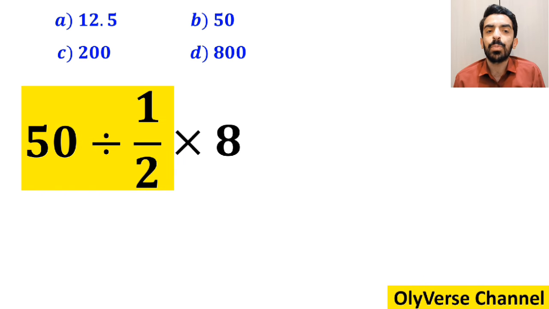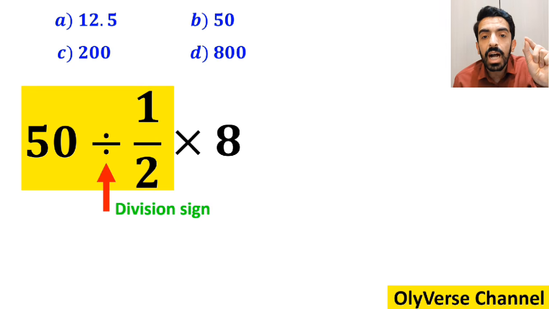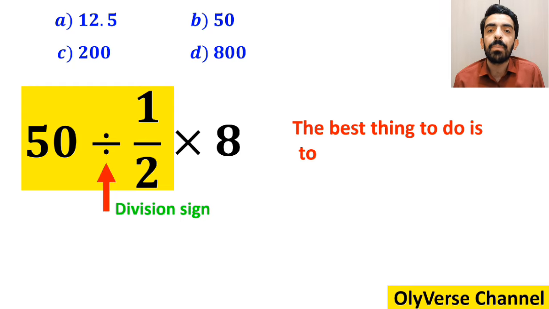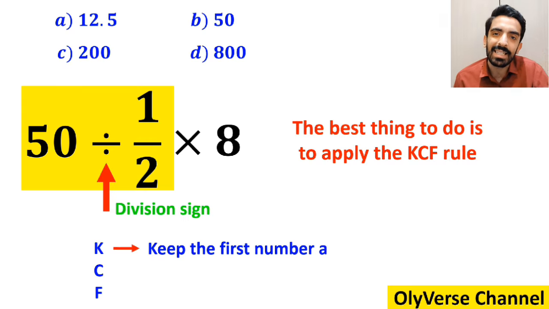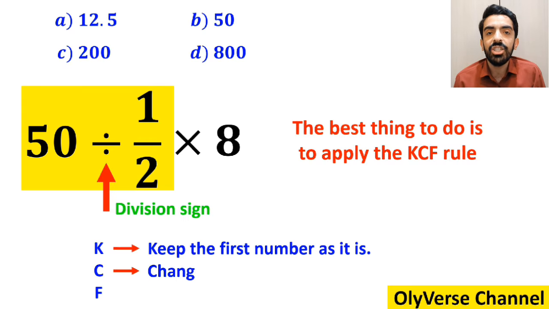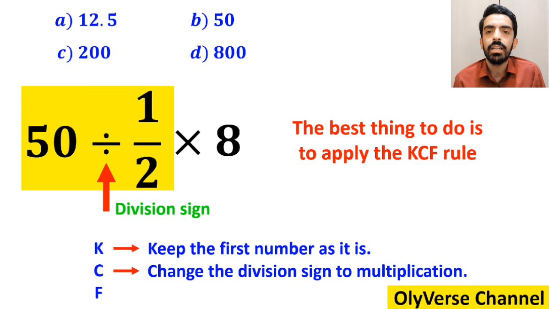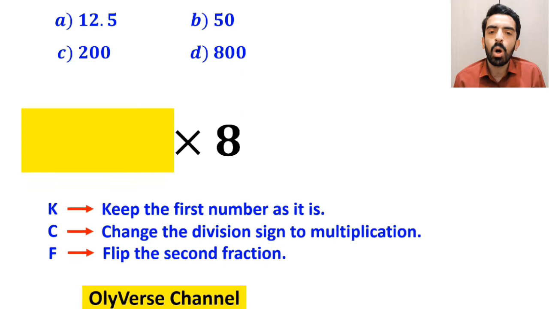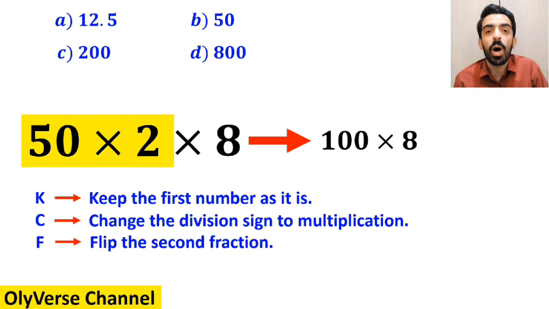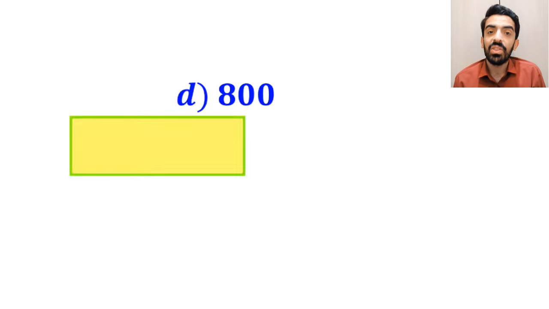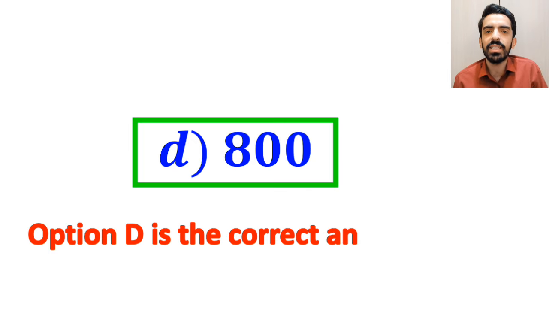So, first we start with the expression 50 divided by 1 over 2. Okay, whenever we come across a division sign between two terms, the best thing to do is to apply the KCF rule. In this rule, K stands for keep the first number as it is, C stands for change the division sign to multiplication, and F stands for flip the second fraction. So, we remove the highlighted part and replace it with 50 multiplied by 2. Now, this expression simplifies to 100 multiplied by 8, which finally gives us the answer 800. Therefore, option D is the correct answer to this question.